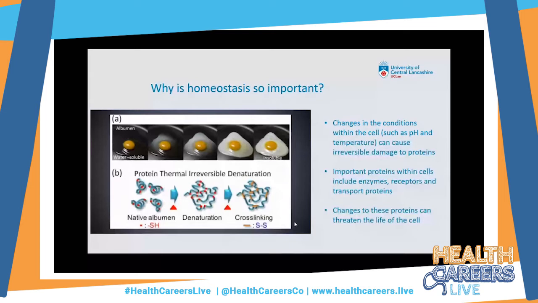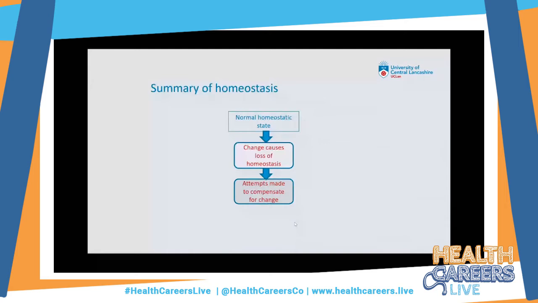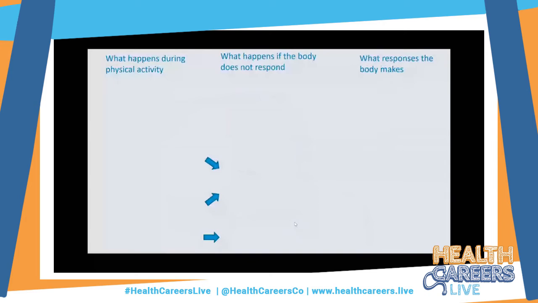So you will have heard of homeostasis before, I'm sure. So you start in a homeostatic state, and you then have a change that causes a loss of homeostasis. There will be attempts then to compensate for that change. If compensation is adequate, then your health is maintained. If the compensation is inadequate, then you're at a health risk. So obviously, there are a number of things that will promote your homeostasis, and it requires homeostasis. So it's a constantly ongoing process in your body.